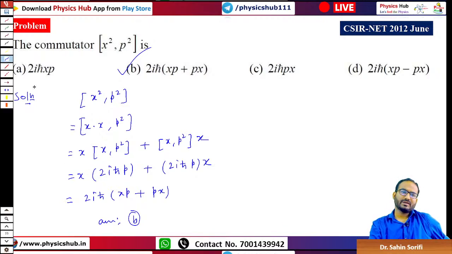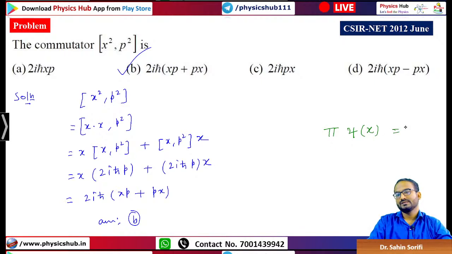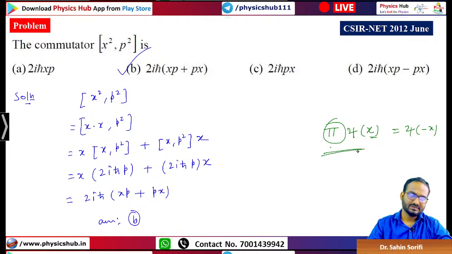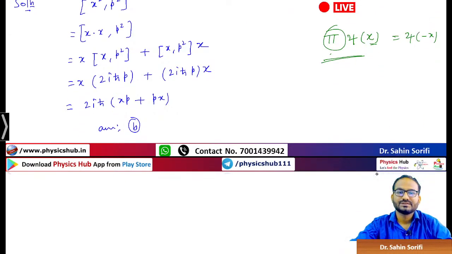Do you know one operator, that is the parity operator? What is the job of a parity operator? If you apply it on some wave function, let's say psi of x, it will make this psi of x as psi of minus x. Wherever it sees x, psi of x, it will make it psi of minus x. We have already talked about it, just a reminder.